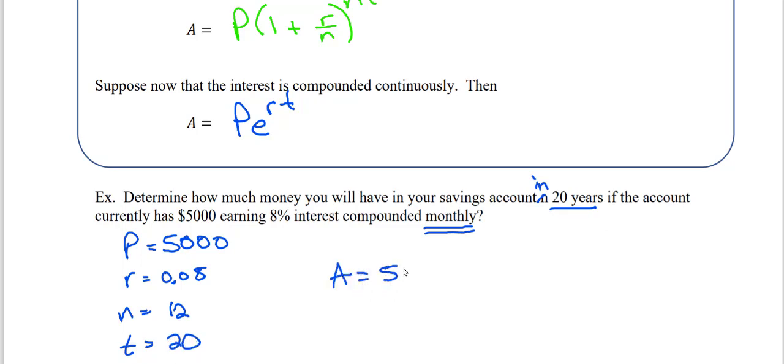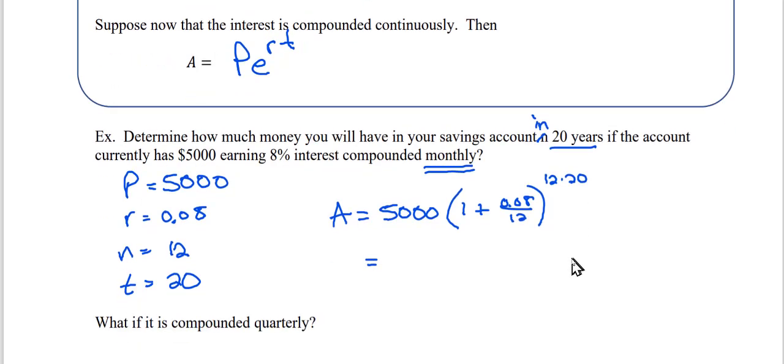So A will be 5,000 times 1 plus 0.08 over 12. That actually tells you, the rate is an annual rate, so when you divide it by 12, that tells you how much of that you earn per period. And then to the 12 times 20 power. So notice this is exponential because we've got the variables in the exponent there.